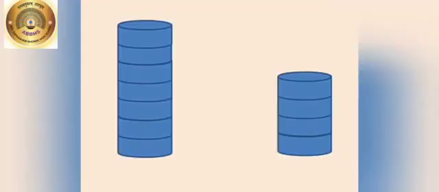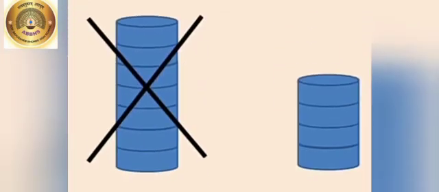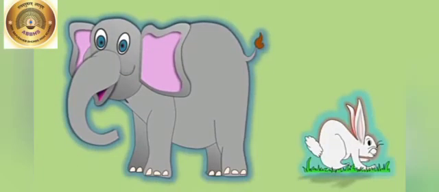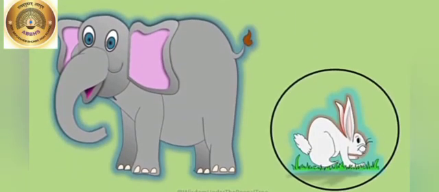Now children, here let us cross the tall object. So which object will you cross? Yes, right. This object is tall. Now let us circle the short animal. So can you tell me which animal is short? Yes, the rabbit is short and the elephant is tall. So we will circle the rabbit here.